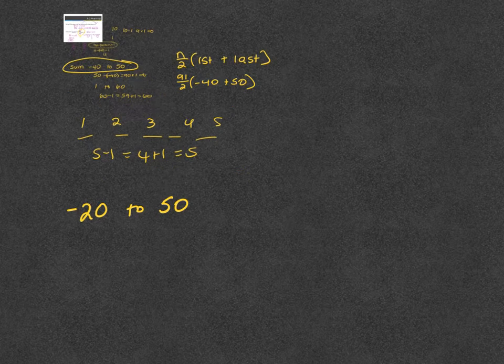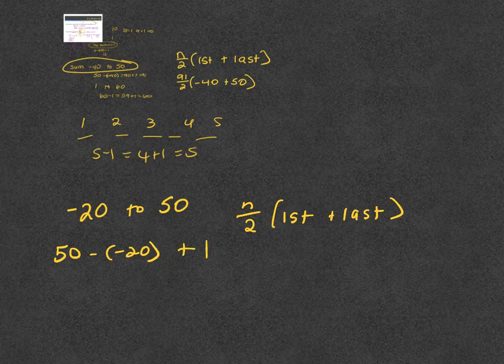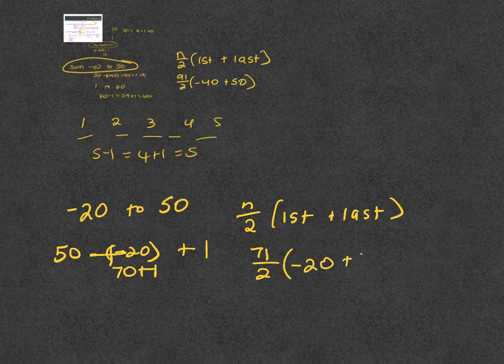So the N, right? We know the first, we know the last. The N is 50 minus a negative 20 plus 1. So this becomes 70 plus 1. This is 71 over 2 times negative 20 plus 50. That's how you had to do it. When your count starts at 1, then the last number is N. But if your count is not 1, you have to adjust it. So difference plus 1.